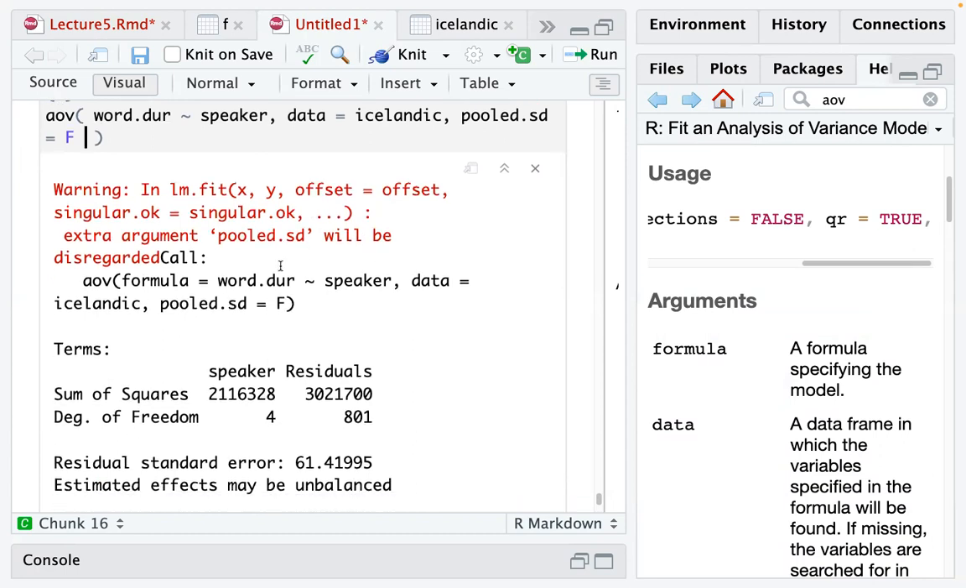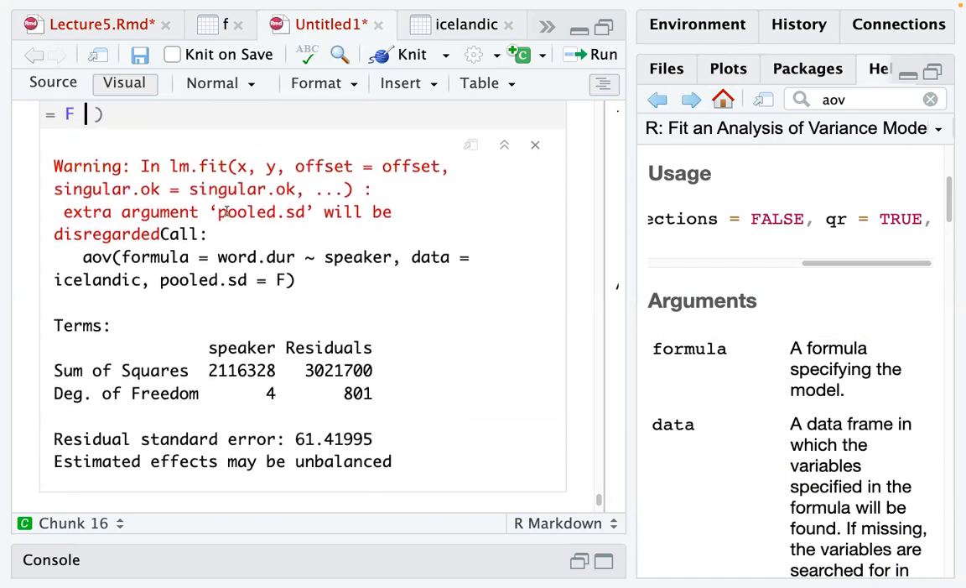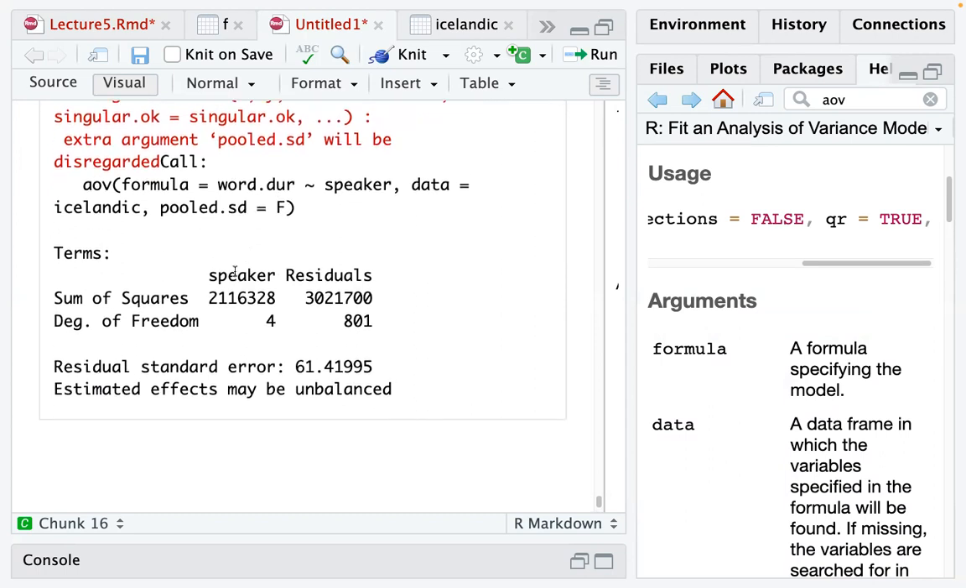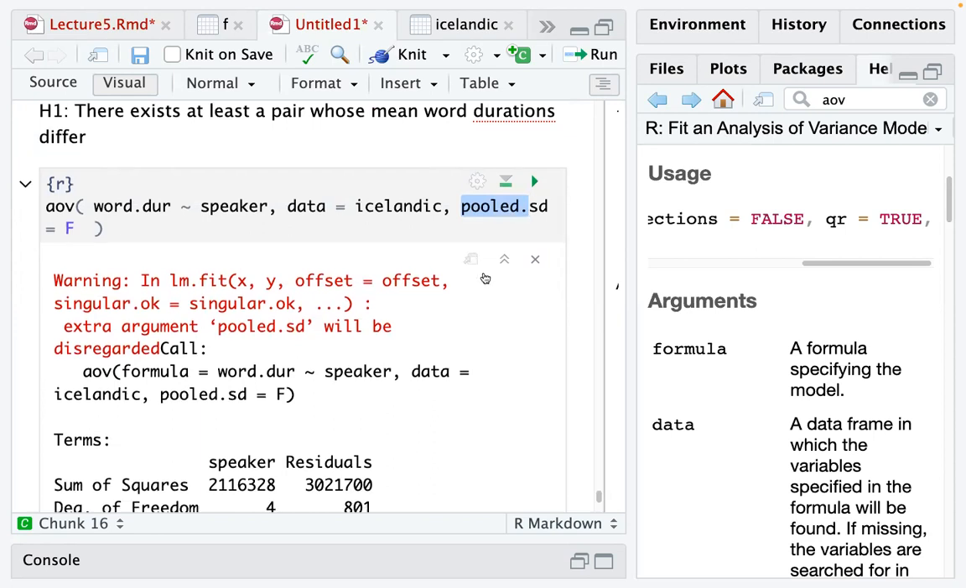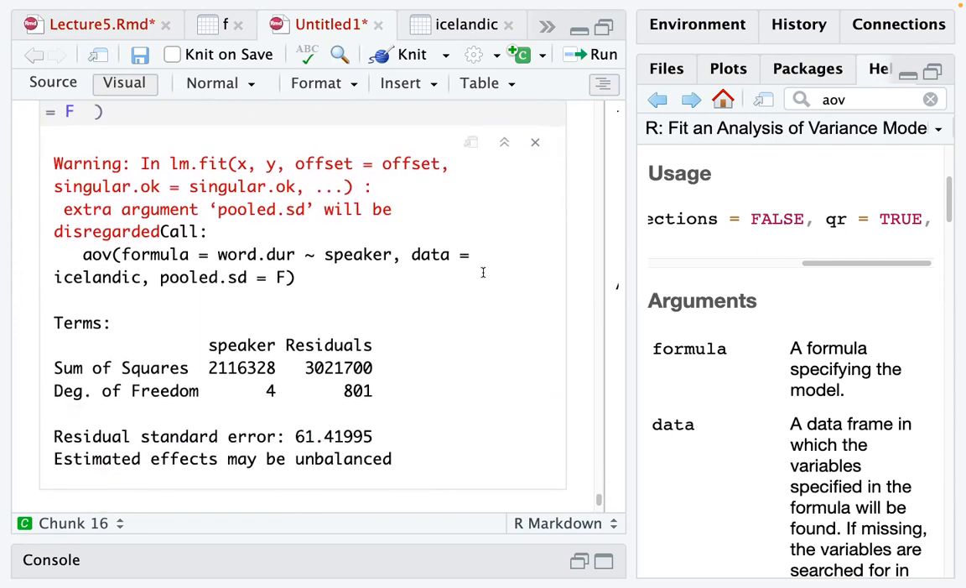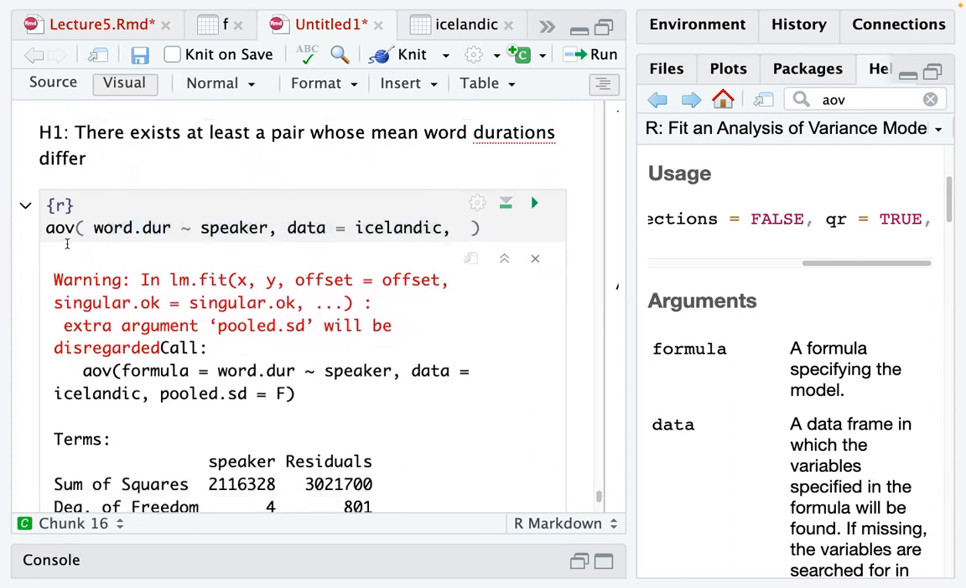Okay, I simply disregard the correction it makes naturally, which you shouldn't do. You should always take this pooled standard deviation equal to true. Well, it depends, but it doesn't change the output. So, okay, no, I now remember.